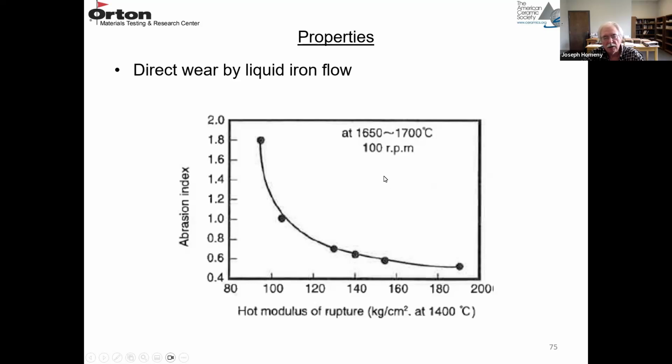And in this experiment, a refractory finger or bar is lowered into molten material at these temperatures, 1650 to about 1700 degrees C, and that bar is rotated. In this case, it was 100 RPMs, revolutions per minute. So you can see as the hot strength is improved, the abrasion goes down. So the stronger the material, the lower the abrasion. And that has to be hot strength, not room temperature strength.